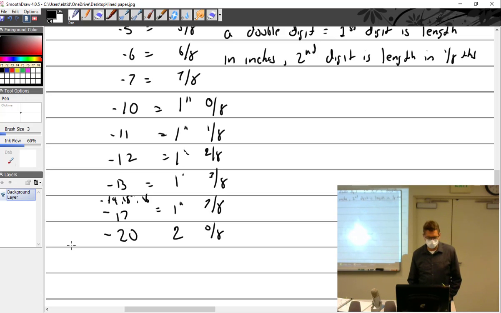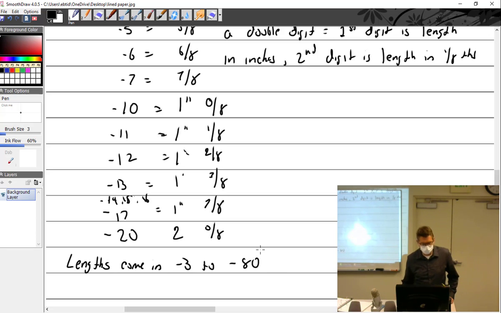All right. Let's see. Lengths come in. I wrote dash 32, a dash 80. How long is a dash 80? 8 inches. That's not hard, is it? Nope. Okay.